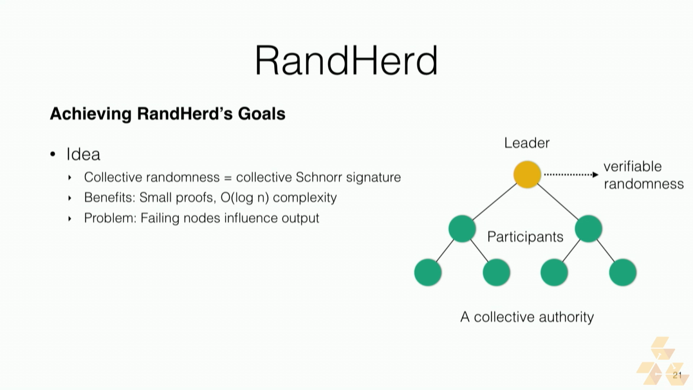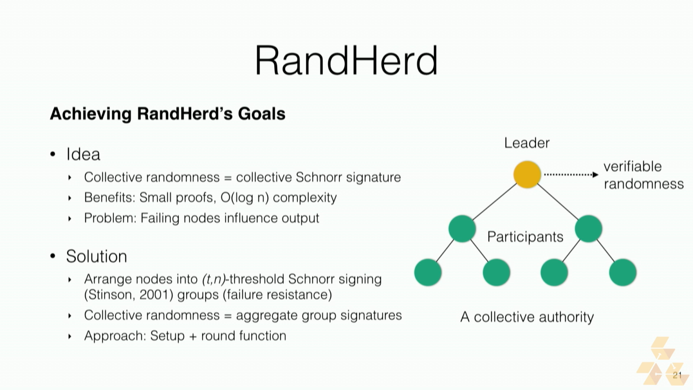The benefit is that the proof is very small, and it gives you logarithmic complexity because we're running this over a communication tree. However, the problem is that if one of those nodes fails, then it can influence the outcome because the node's contribution to the final randomness is missing. That's what we don't want, right?